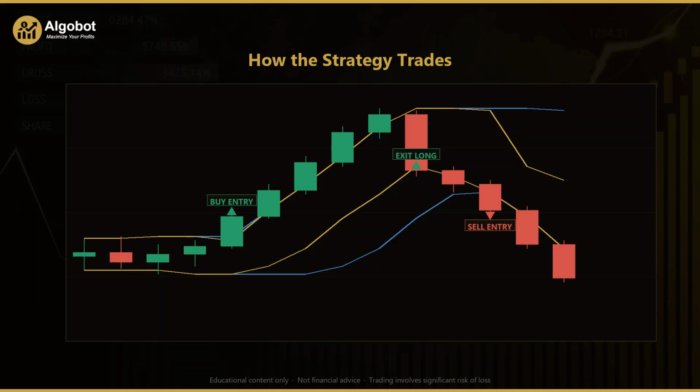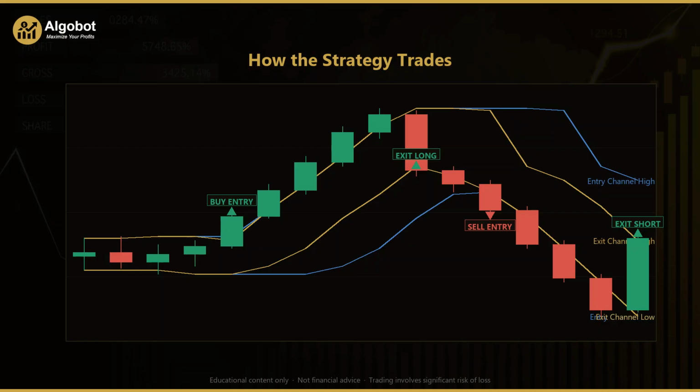Now watch the right side for the mirror image. After the long closes, price rolls over and begins making lower lows. A bar then closes below the lower blue line, beneath the entry channel low, and that downside break is the short signal. The sell marker appears. Price slides lower, and now the upper gold line trails down above it. When a sharp bounce finally closes back above that gold exit line, the short is closed, marked as the short exit. 2 trades, one long and one short, both following the same simple rule.